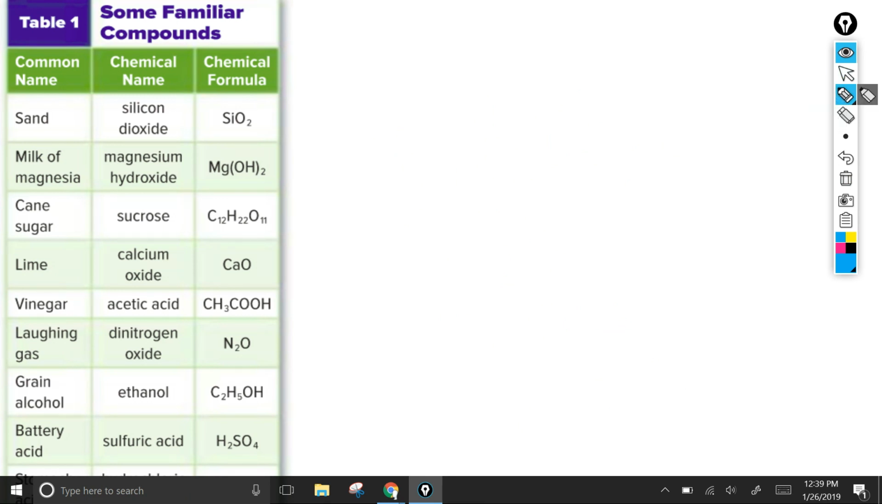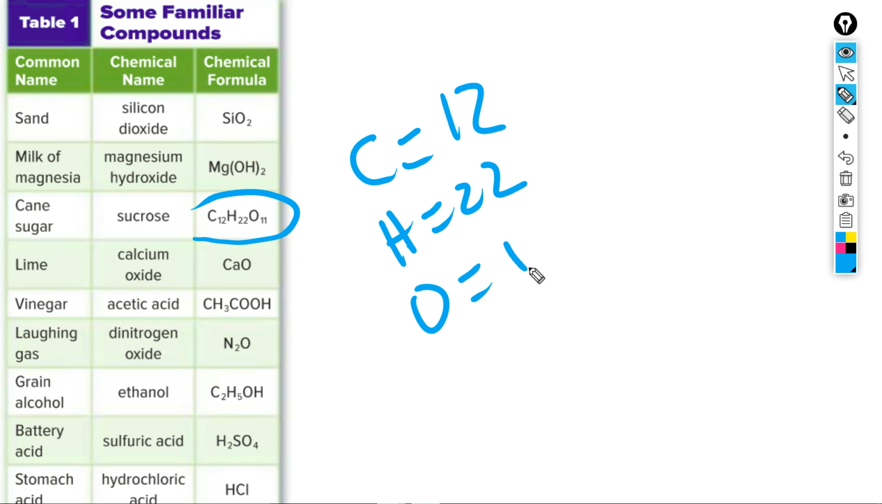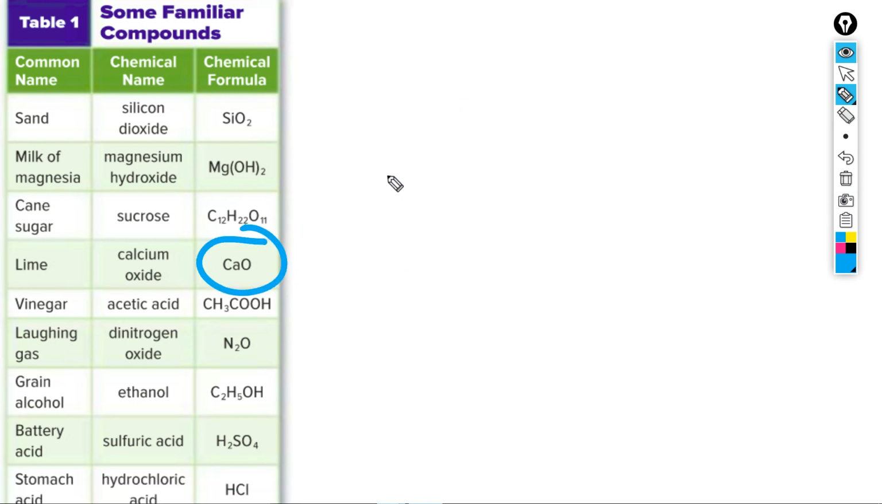Back to your example problems. This one, C12H22O11. What about this one? CaO. Calcium is 1, oxygen is 1.